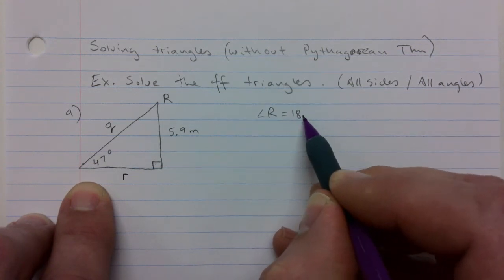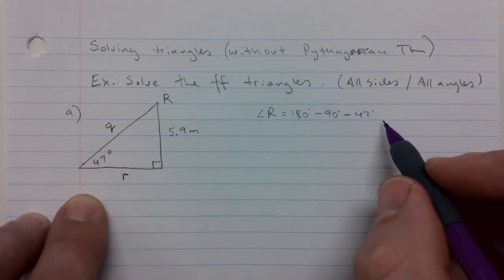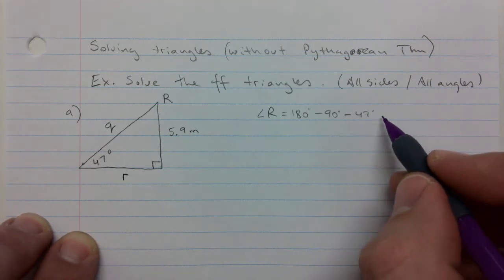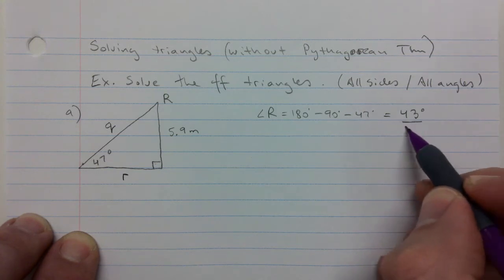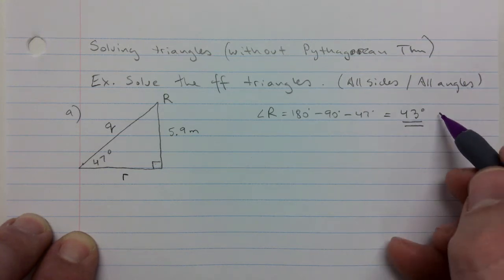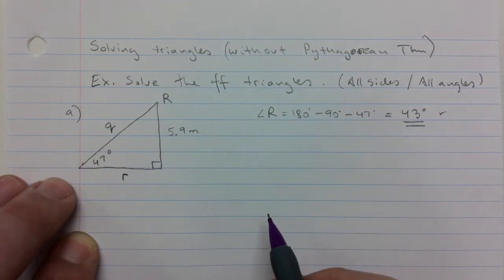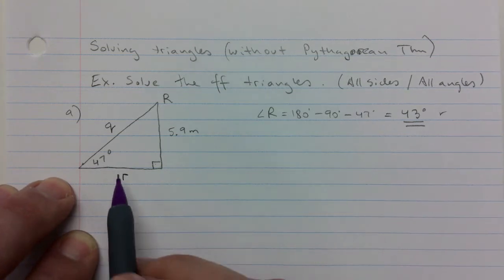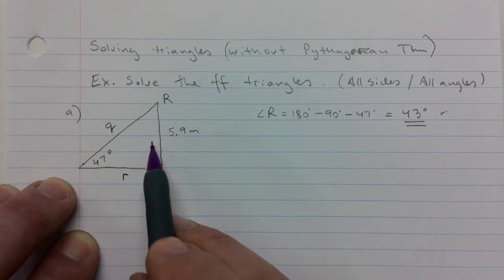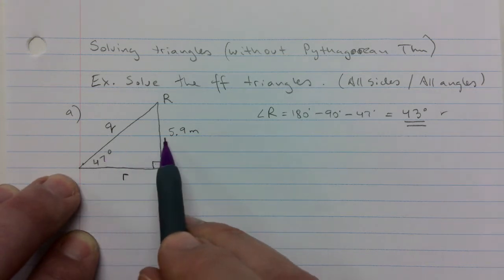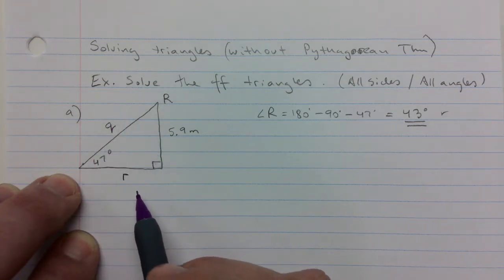R is simply 180 minus 90 minus the 47 degrees, okay? And that would be 43 degrees. So we've got that figured out. Okay, so that's checked off our list. We've solved for our angle R, we're done. Now there's Q and R that they want, right? 47 is an angle given, and we have one more side. We can definitely not use Pythagorean theorem at this point.